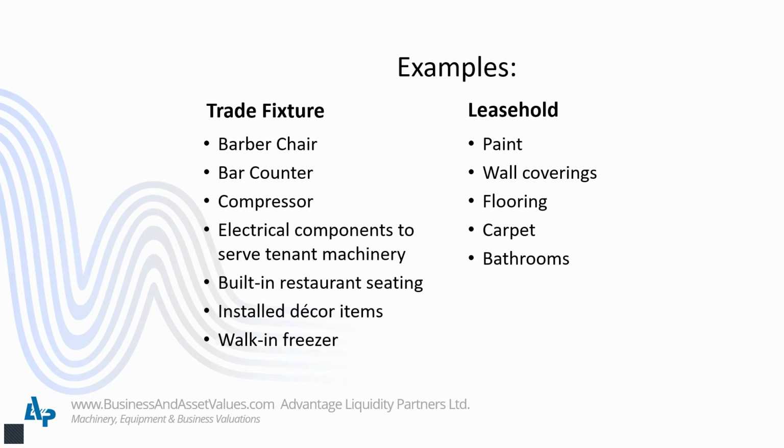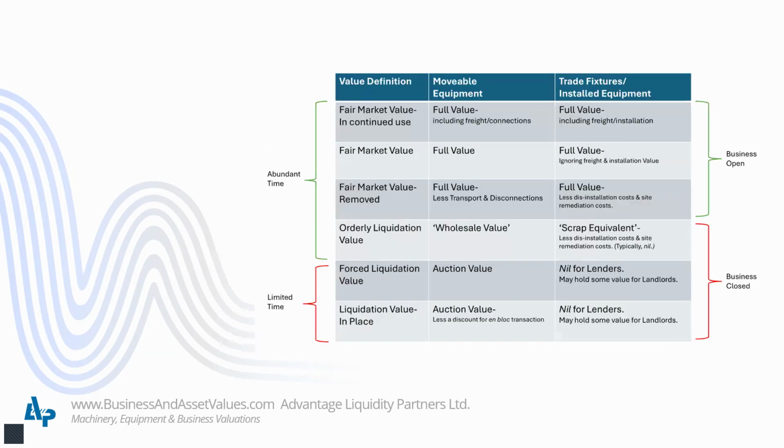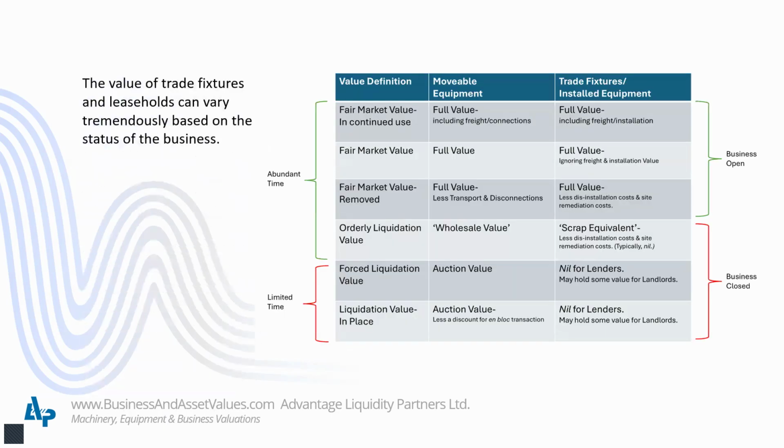And now, what sort of considerations go into the value of these things? Well, I've got this table that I'd like to show you because the status of the business plays a huge role in what kind of value is going to be given to these different pieces of equipment. And you can see here on the left-hand side under value definition, they go down in order from highest value down to lowest. So we've got fair market value in continued use, fair market value removed, orderly liquidation value, forced liquidation value, and liquidation value in place.